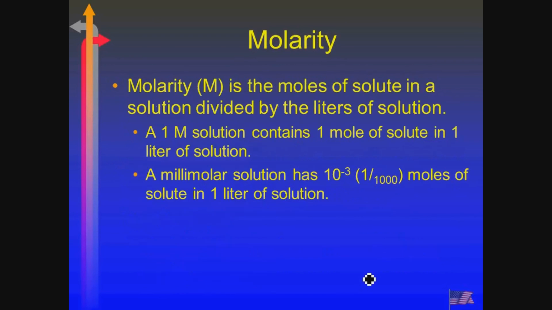There is a term called molarity, which is related to how many moles of solute you have dissolved in solution. So how many moles per liter of solution. A 1 molar solution contains 1 mole of solute, whatever that solute is, sodium chloride, whatever, in 1 liter of solution. The term millimolar or millimoles is basically a thousandth of that.